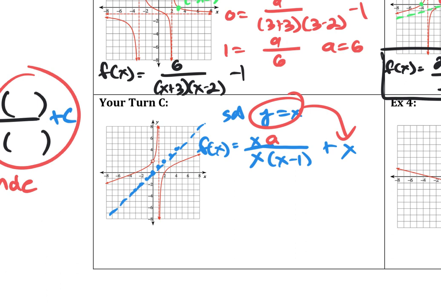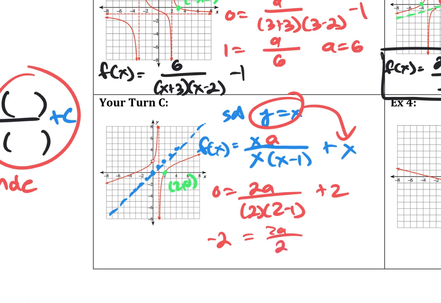We're going to do the same thing we had done previously. We're going to identify a point, like this point right here, which is the point 2, 0. We're going to plug in our information for x and for y. So what we're going to get is 0 is equal to 2a over 2 times 2 minus 1, and then we just have plus 2 over here. I'm going to go ahead and subtract 2 on both sides. And we have -2 is equal to 2a over 2. The 2's are going to cancel conveniently, and we get just -2 is equal to a.